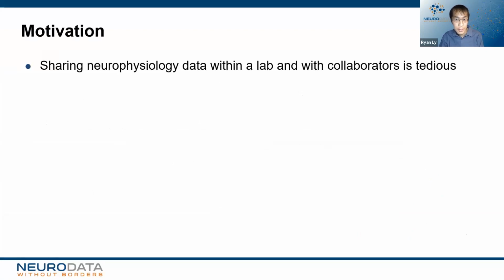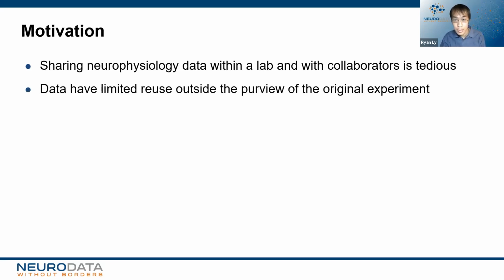So briefly, neuroscience has some major data problems. First, as you may know, almost every neuroscience lab has a different way of storing their data. Sometimes every member of a lab has a unique way of storing their data. This heterogeneity makes sharing data within a lab, with collaborators, and with the broader community difficult and tedious, and kind of disincentivizes us to do so.